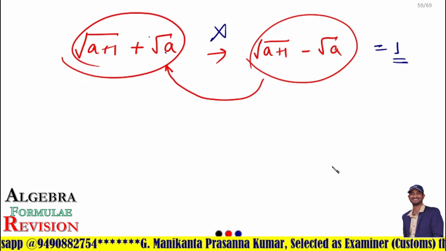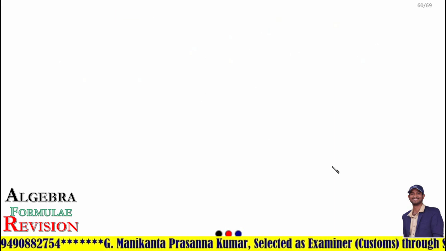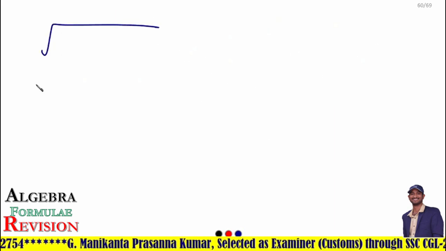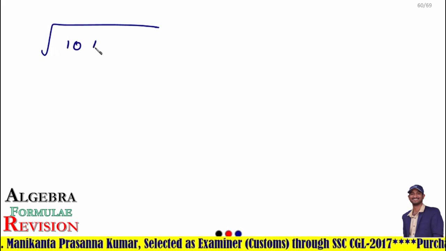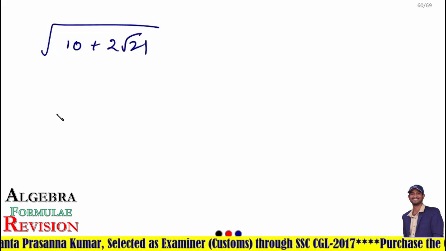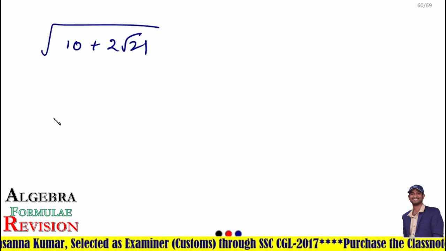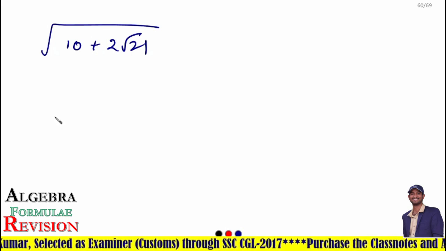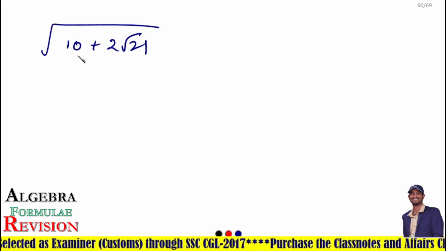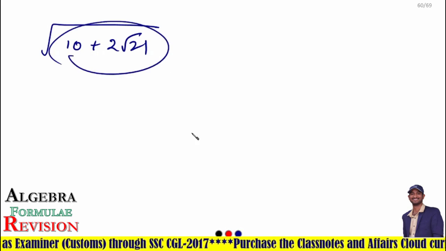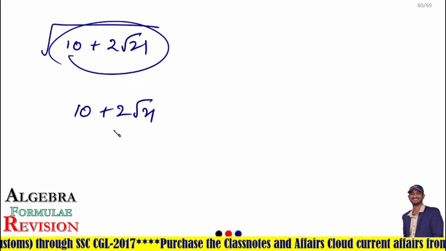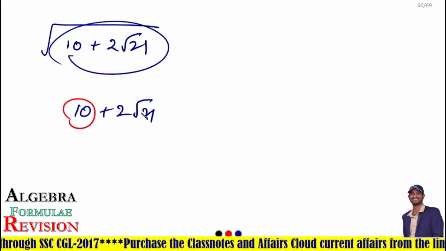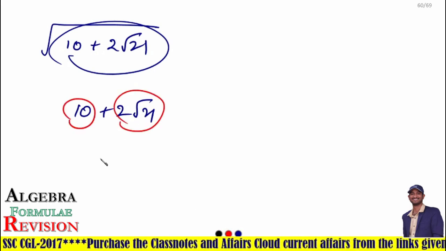Okay. Next important thing is, how do you find out the square root of a surd? For suppose there is a surd 10 plus 2 root 21. You have to find out the square root of this. In my videos, I already told you how to find it. So this is a surd, and this surd has a rational part and an irrational part. This is the rational part and this is the irrational part.